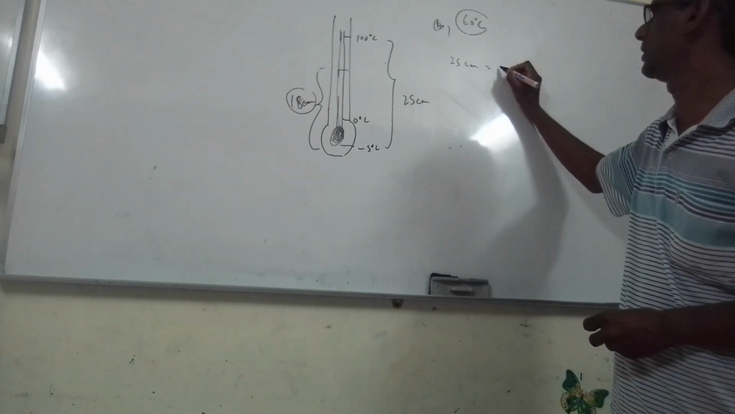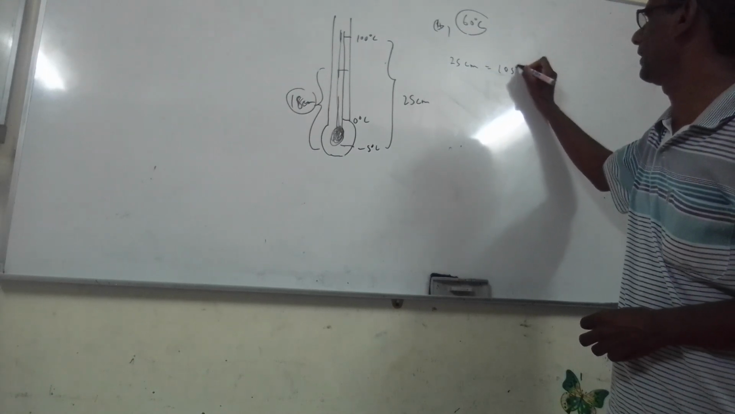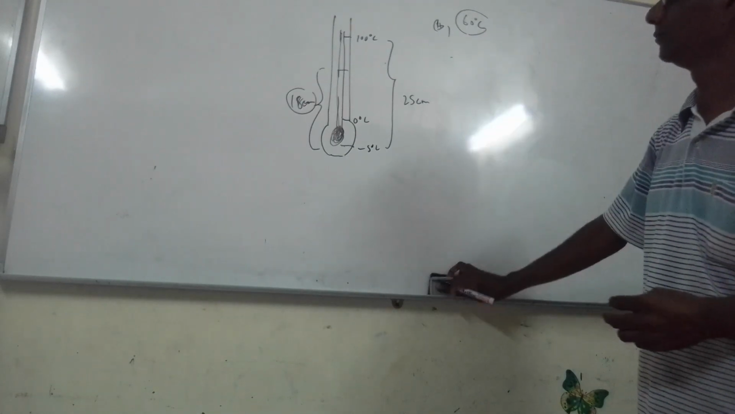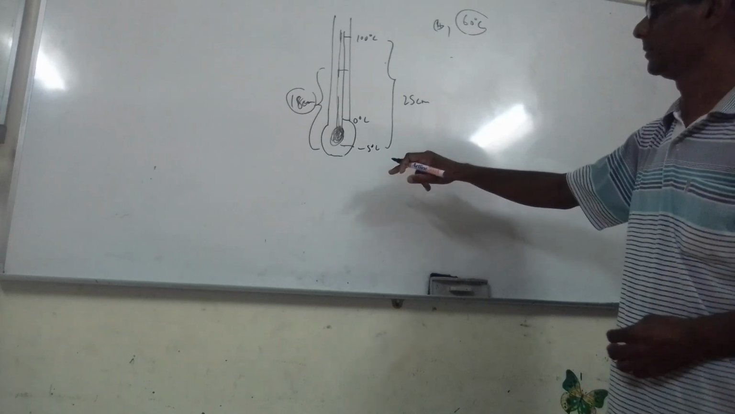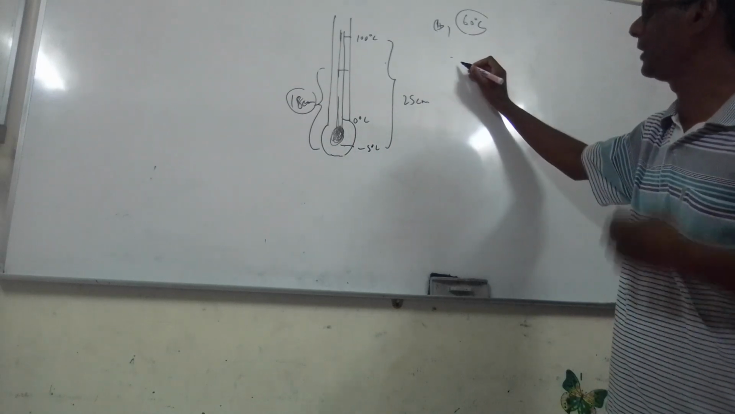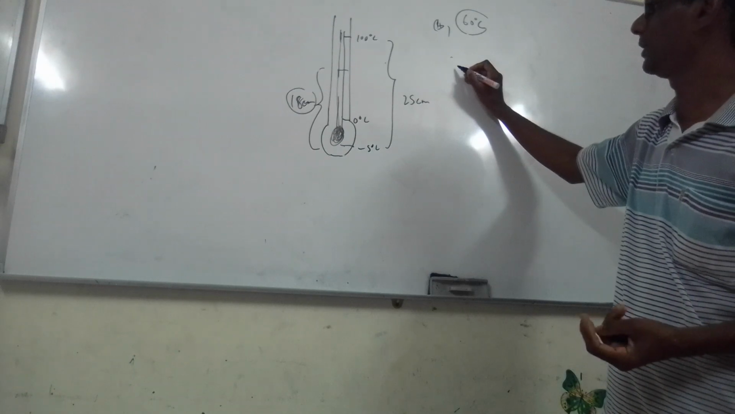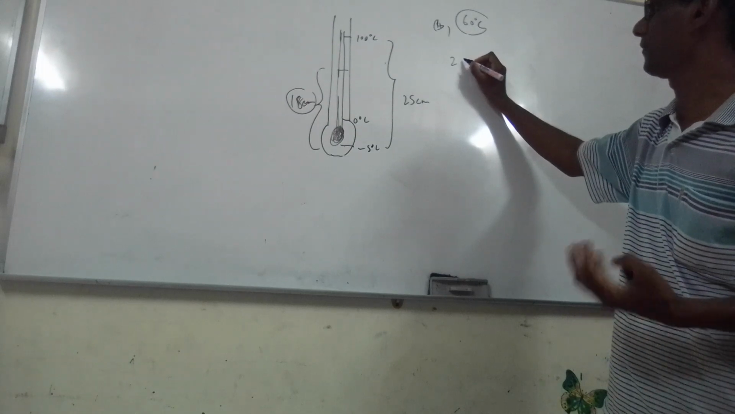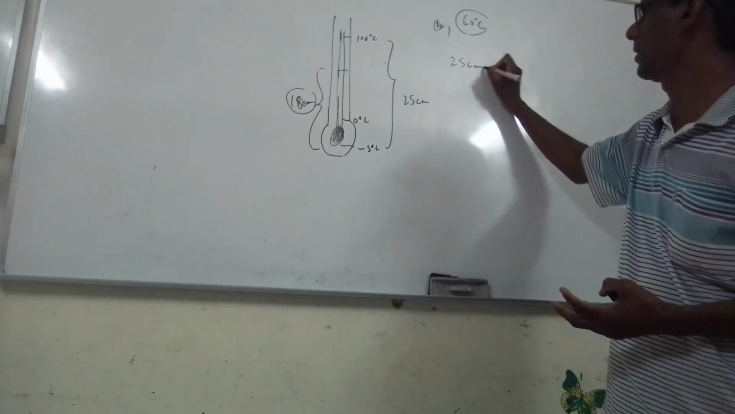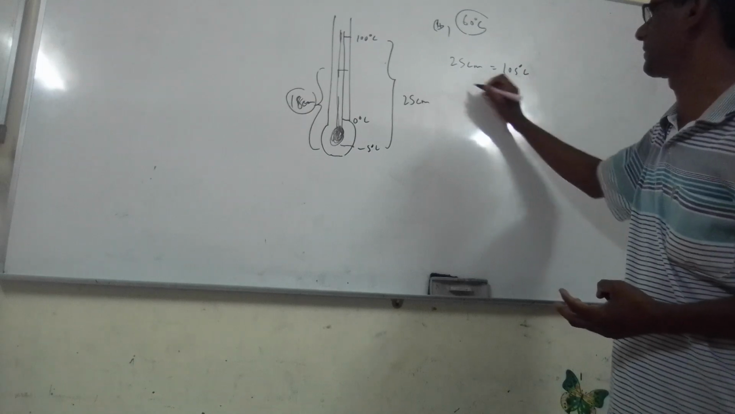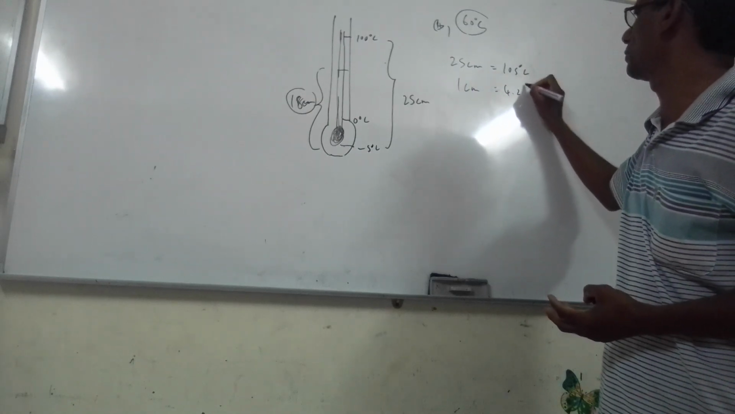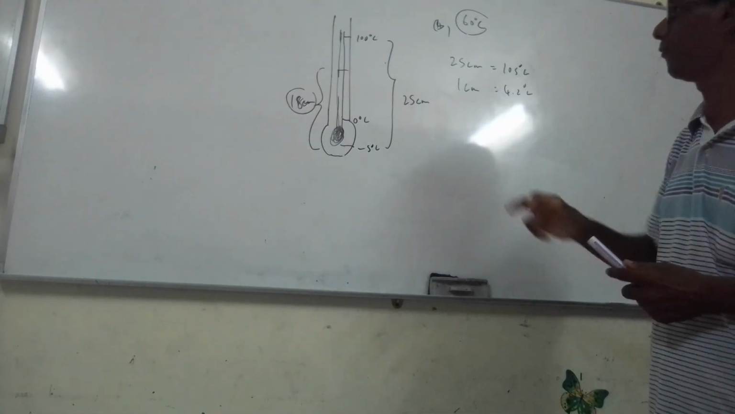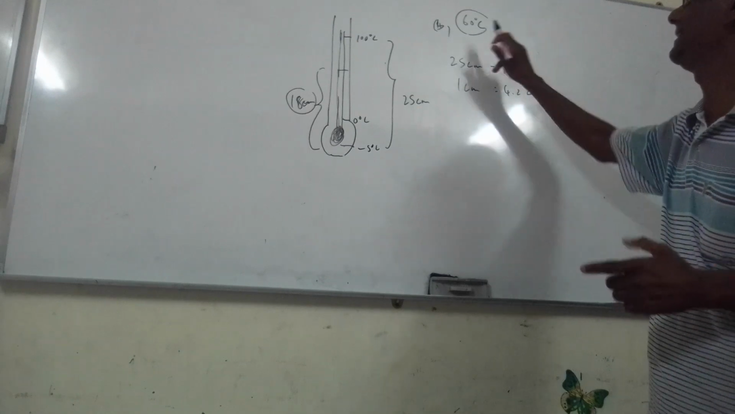25 cm is 105 degrees Celsius. Okay, we can minus 5. For 25 cm, the temperature difference is 105 degrees Celsius. 1 cm is 4.2 degrees Celsius. So for 60 degrees, I don't have a calculator now.